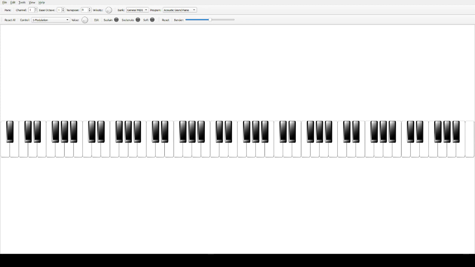It's not even displaying! Hang on. Is it displaying now? Okay.